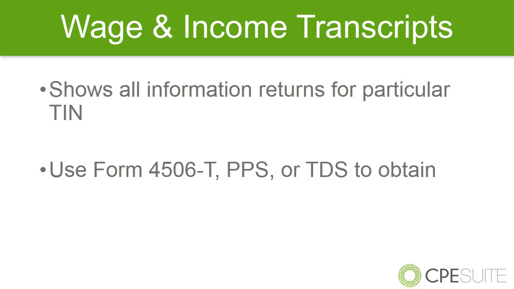You can use a Form 4506-T to obtain a wage and income transcript. You can get them by calling the Practitioner Priority Service or get them on e-Services if you have the Transcript Delivery System access in addition to your regular e-Services account.